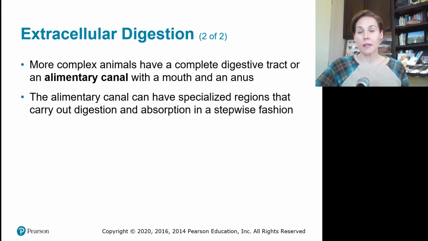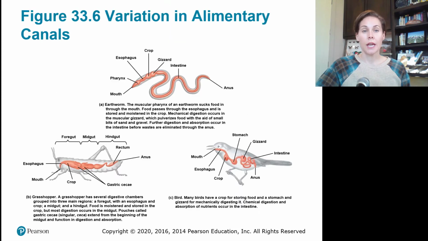More complex animals have a complete digestive tract or an alimentary canal. And the alimentary canal is kind of like a tube within a tube, right? It's mouth to anus, kind of a tube within your body, which could be considered a tube as well. And then there are special regions inside of your digestive tract that carry out absorption and digestion in a very stepwise fashion. And there are lots of different types of alimentary canals.